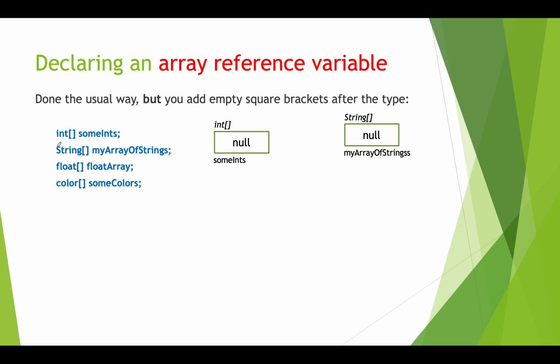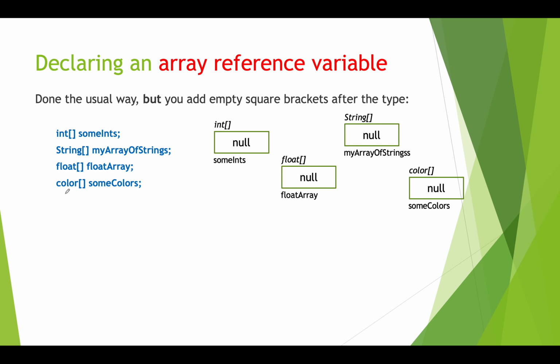Right here we have a string array. So string, the type, open square bracket, close square bracket, and then the name we gave it, which is my array of strings. We could call it anything we want, but that's the name we chose. So here we have my array of strings. It's a string type reference variable. So the only thing that can be put in here is a pointer to a place in memory where there is an actual array of strings, right? And here we have float, open square bracket, close square bracket. We were calling this one the float array. Again, here's our reference variable, which has null because we haven't assigned it to anything yet.